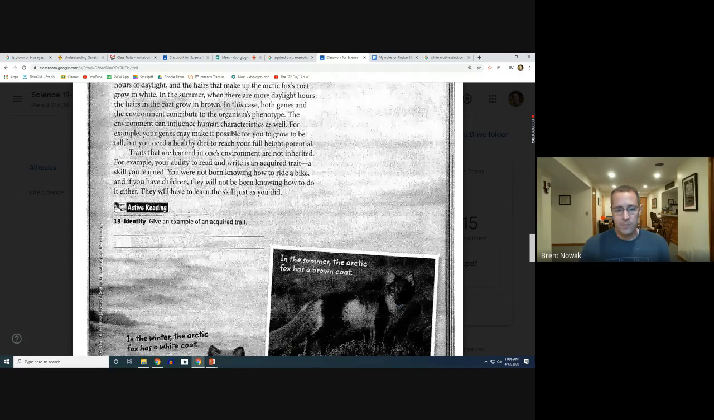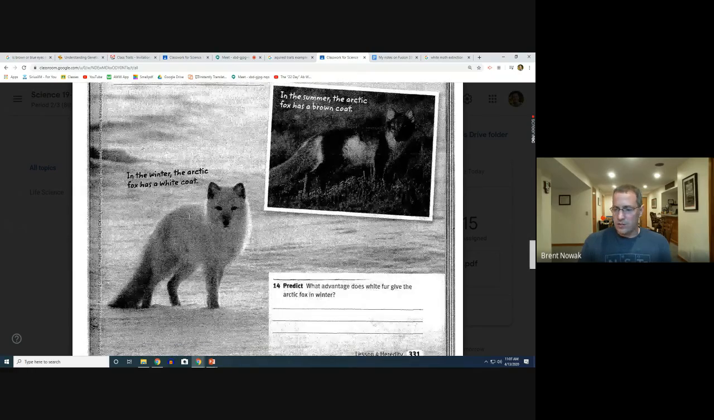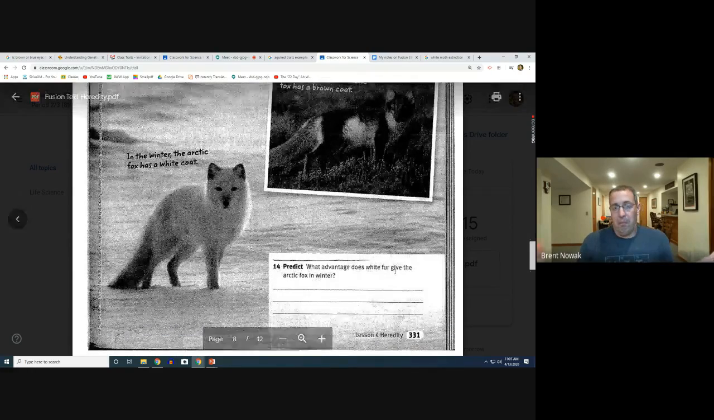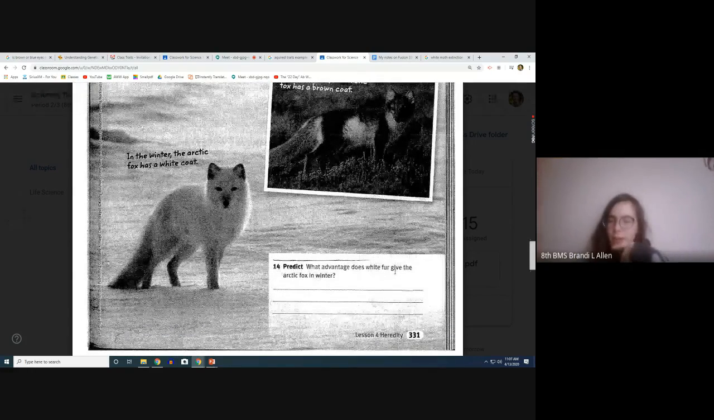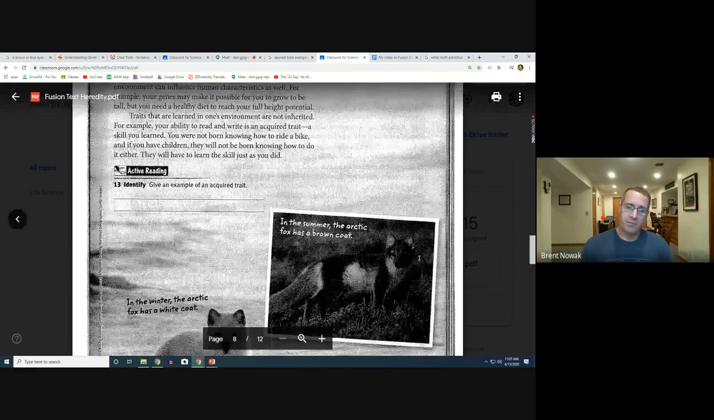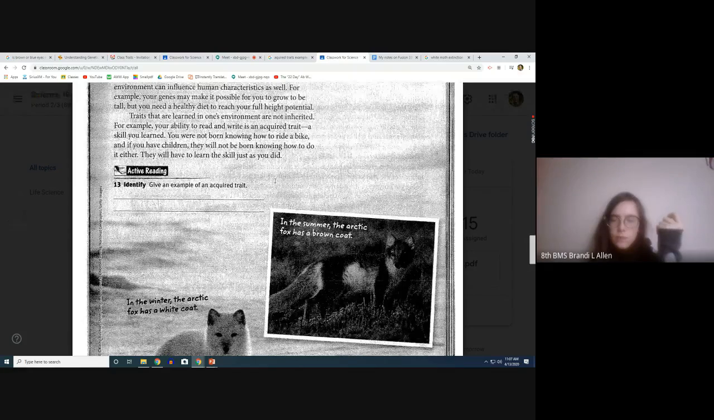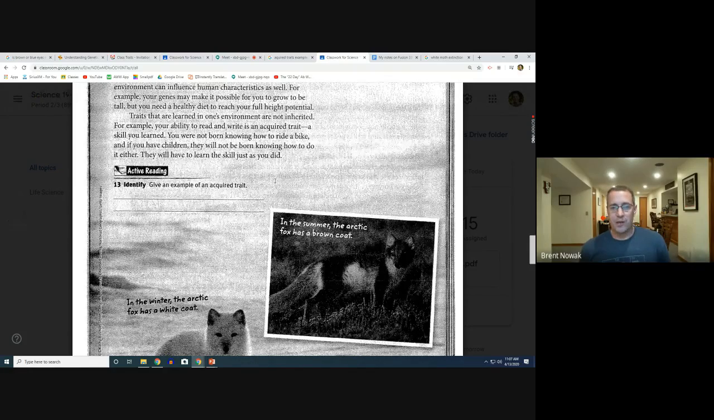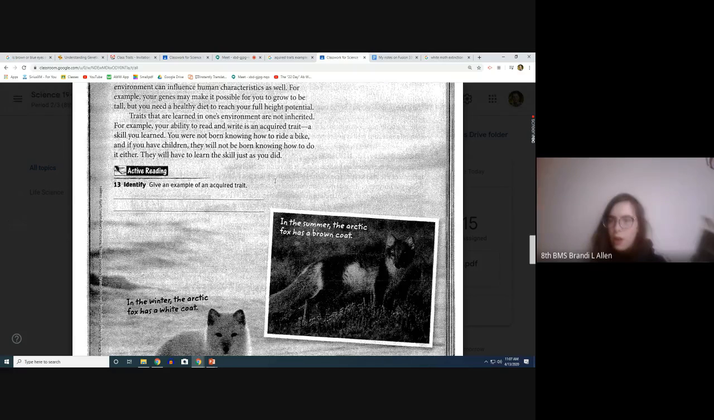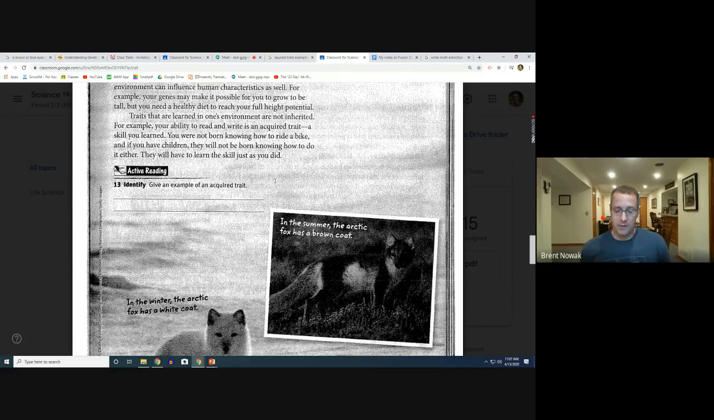Okay. What advantage does white fur give the Arctic fox in winter? It can blend into the snow. Camouflage. Absolutely. Give an example of an acquired trait. What's an example of an acquired trait? Learning how to ride a bike. Sure, learning how to ride a bike. Reading and writing. Learning how to draw. Sure. Learning how to cook. Learning how to play music.